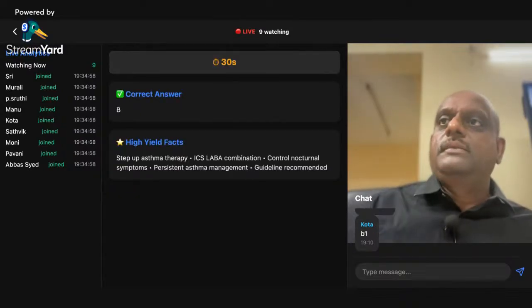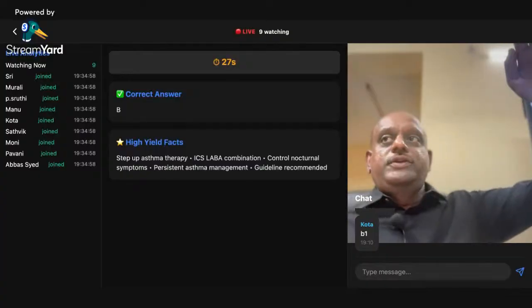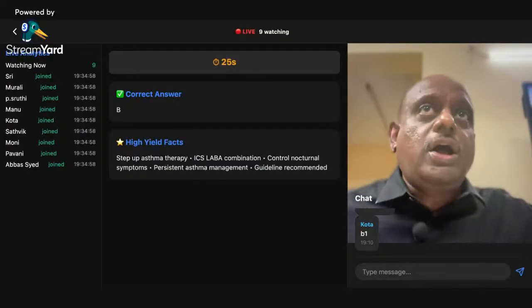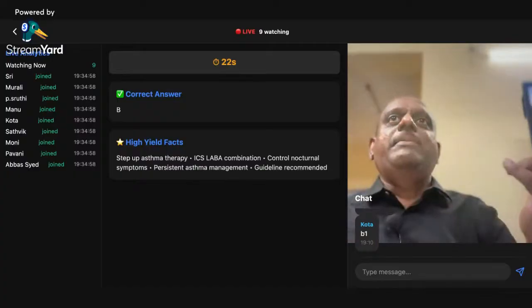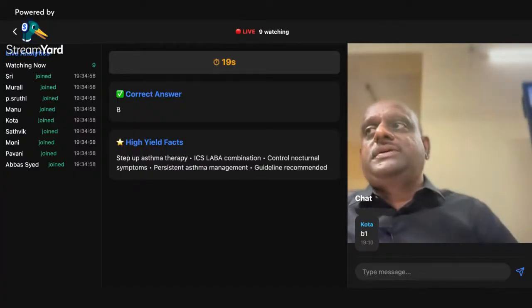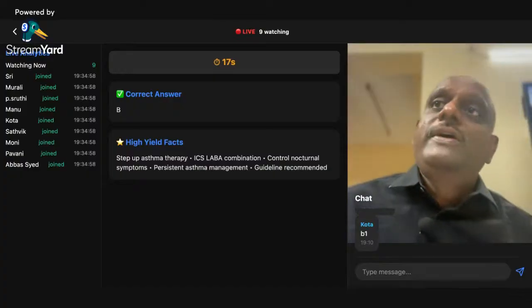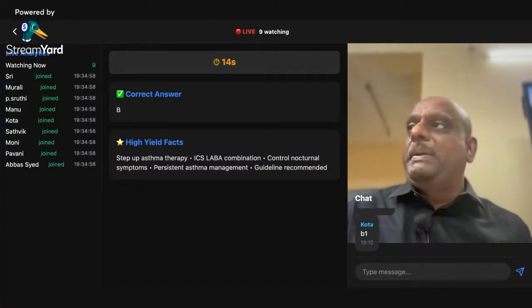Now, so whenever asthma is there, you need to give inhalational corticosteroids like budesonide plus LABA combination to control the nocturnal symptoms for the management of persistent asthma, is what you need to remember.